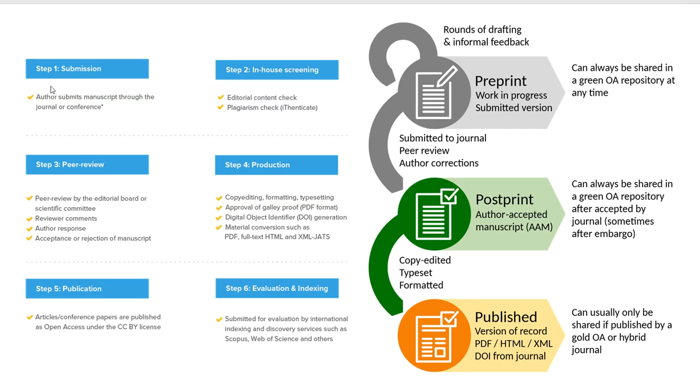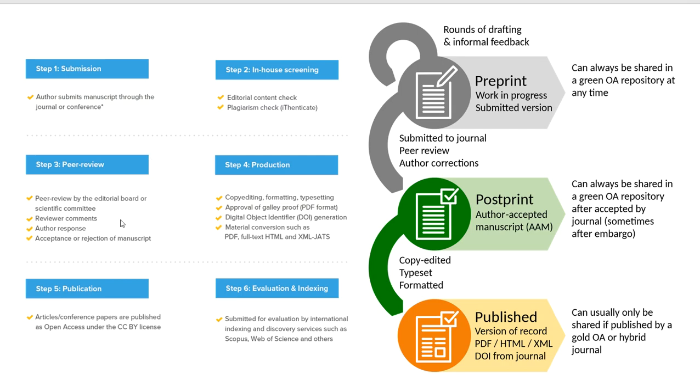Okay, then comes submission. The author submits their article or manuscript through the journal or conference platform. Then the editorial content check: whether it is a published article or not, whether it is formatted or not, whether it is template based or not. Then later a plagiarism check, whether authentic, Turnitin, Grammarly, whatever it may be. Later it goes through peer review.